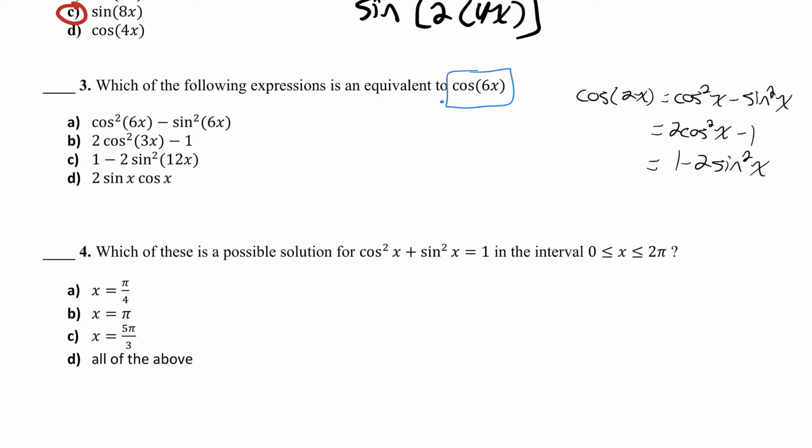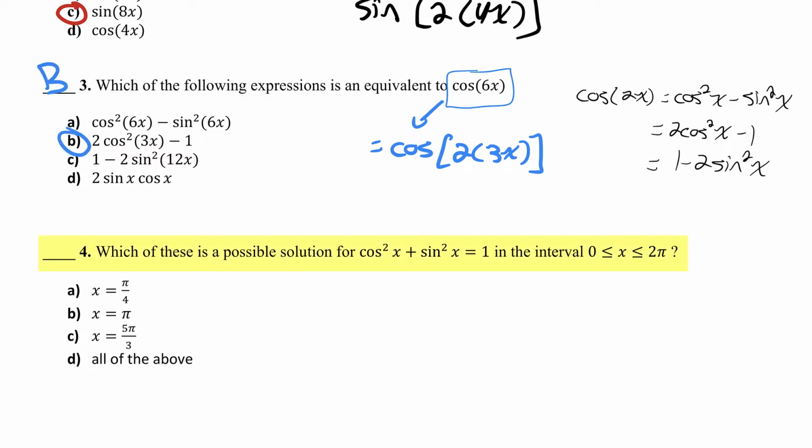So this would equal cosine of 2 times 3x. So 3x is the angle being doubled. So if I change, I notice in the second identity I wrote, if I change that x to a 3x, I notice I would have answer B right there.